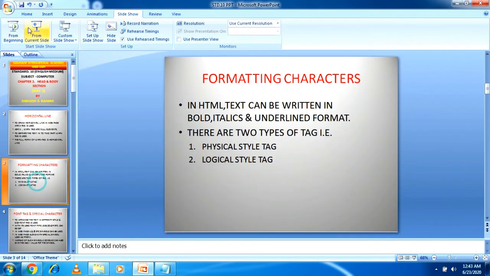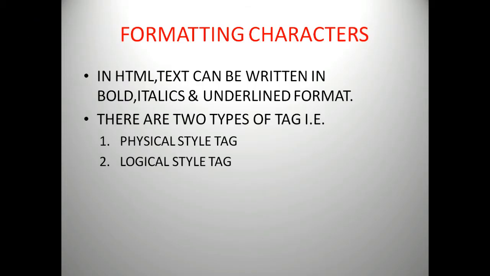Okay. Now, our next topic is formatting characters. In HTML, text can be written in bold, italic and underline format. So, characters and text are written using two types of tags: the physical style tag and the logical style tag. Now, what is the physical style tag? To display a text or character in a required manner, the physical style tag is used, which the browser will follow, publishing the content in the same manner.